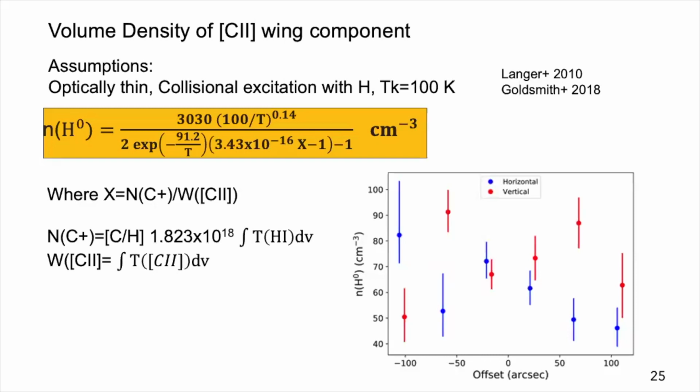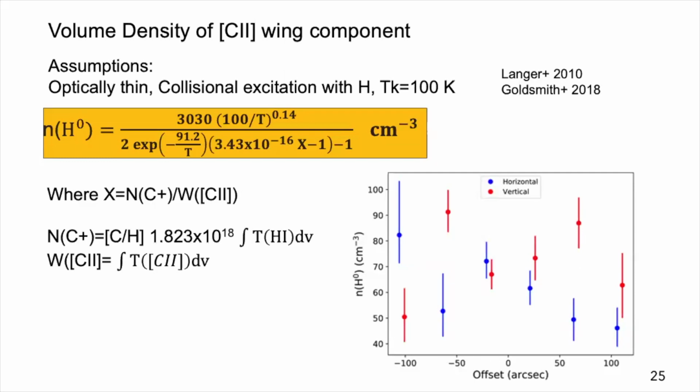The column density of C+, we essentially integrate the hydrogen 21 centimeter line and then just apply a ratio, the abundance ratio of carbon to hydrogen, to get a C+ column density. And the [CII] integrated intensity comes from our Gaussian fits, assuming the definite integral of our Gaussian. But now I propagated all the posterior distribution of the Gaussian parameters through here to get my error bars.